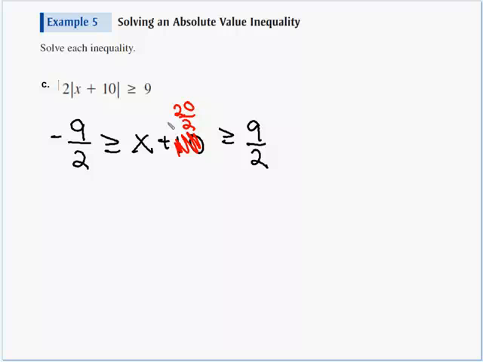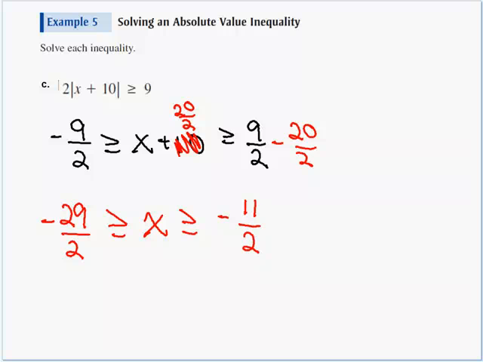So if I subtract 20 halves from each side, negative 9 halves minus 20 more halves will be negative 29 halves, greater than or equal to x. Now here I'm subtracting 20 halves. 9 minus 20 is negative 11 halves.